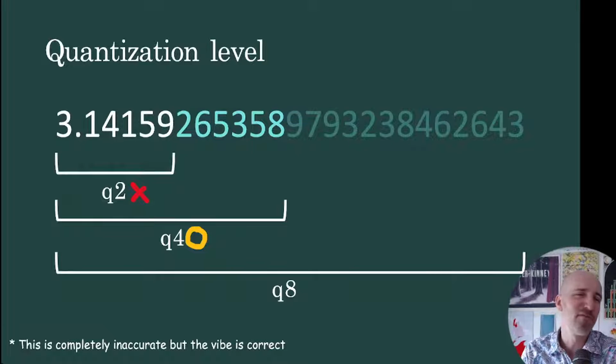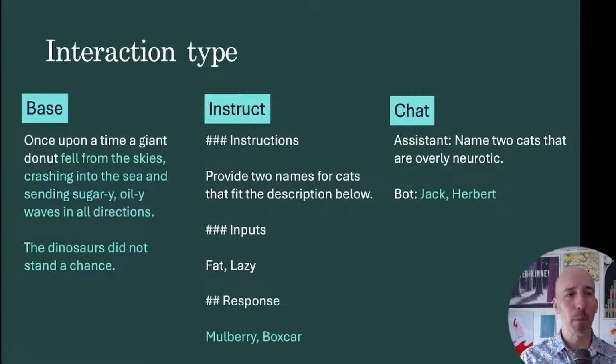Quantization level 4, that's fine, usually fine. Quantization level 8, amazing, perfect, wonderful. That's the one that you want. If you can't get Q8, just go for Q4. It's fine. Along with that, you will often see models that have some sort of interaction type.